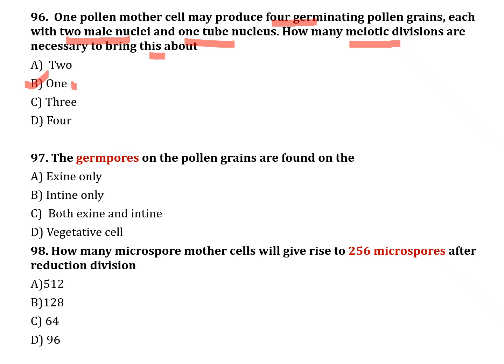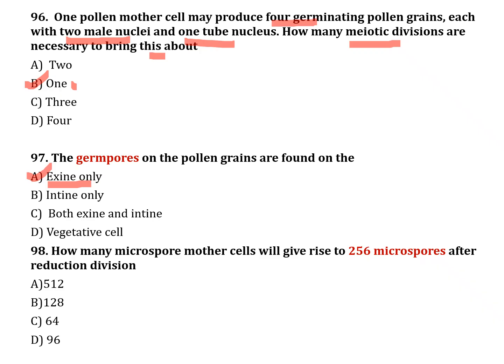The next question, number 97. The germ pores on the pollen grain are found on the: option A exine only, option B intine only, option C both exine and intine, option D vegetative cell. Correct answer is option A, intine only. Sorry, exine only.